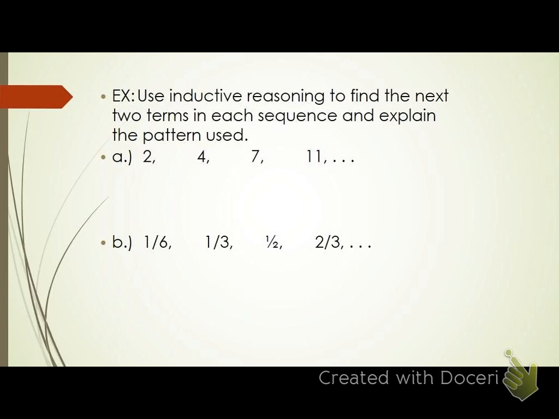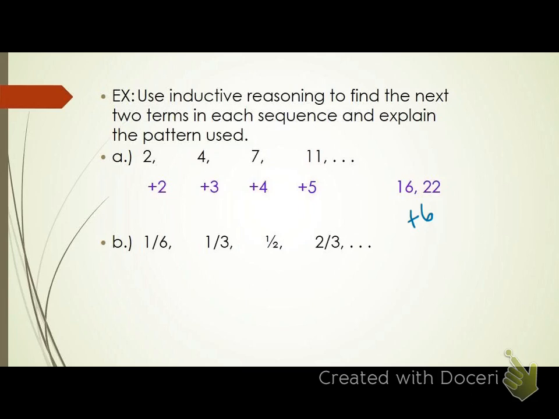Okay? The first one, did you come up with the two numbers 16 and 22? Because if you take a look at the difference between each consecutive number, that difference goes up by 1, right? So from 7 to 11, it goes up by 4. From 11, we need to go up 5 to get us to our 16, and then continuing to use that pattern, we're going to go up 6 from 16 to get 22. And so explain that pattern.